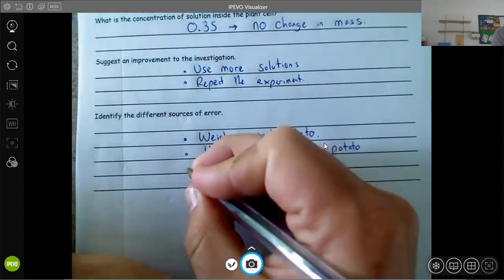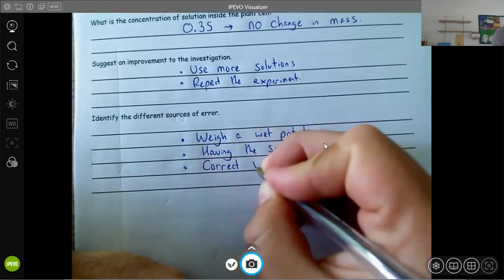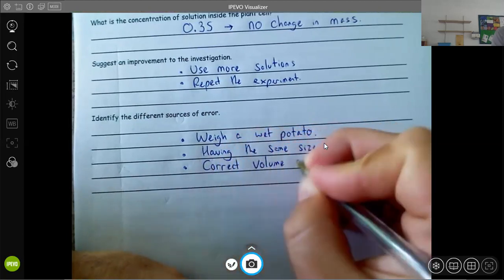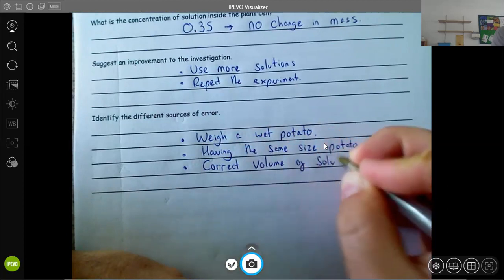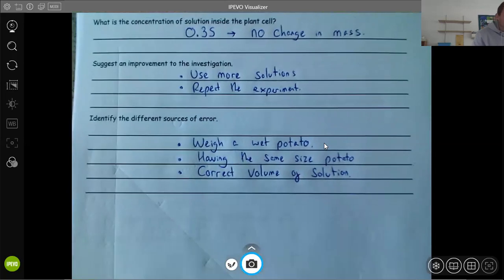And finally, the last one is not having the correct volume of solution. And again, just another error that could cause an anomaly. Luckily, the results I gave you were perfect, but you can get anomalies as well. So that is the practical done, and that is what you would expect to happen in the practical.